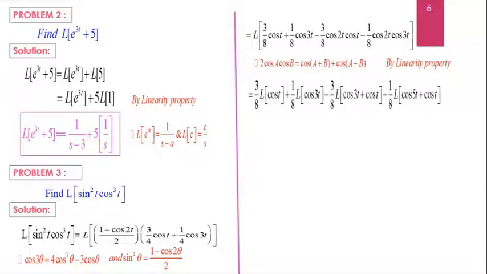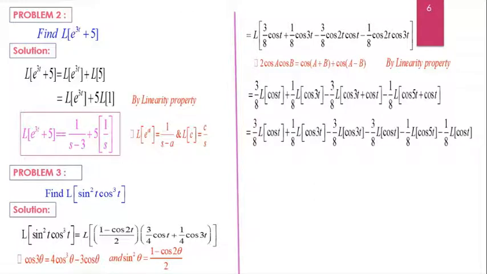So for the last two terms, we apply the linearity property and we get 3 by 8 into Laplace of cos t plus 1 by 8 Laplace of 3 cos 3t minus 3 by 8 Laplace of cos 3t minus 3 by 8 into Laplace of cos t minus 1 by 8 into Laplace of cos 5t minus 1 by 8 into Laplace of cos t.